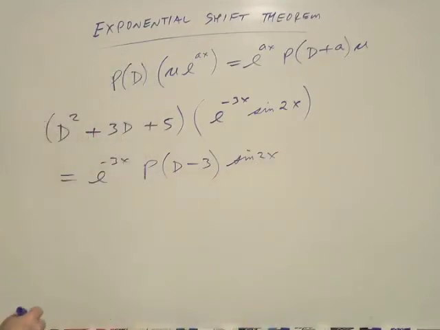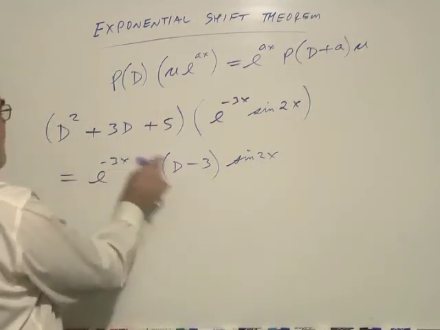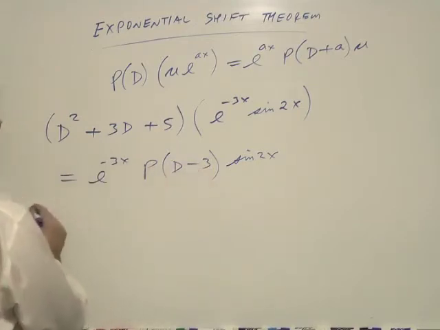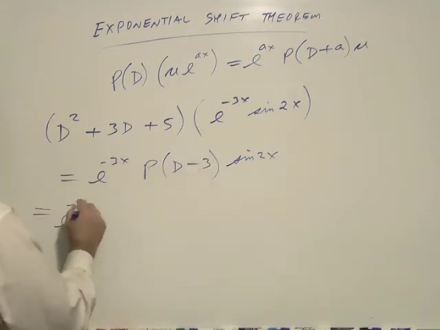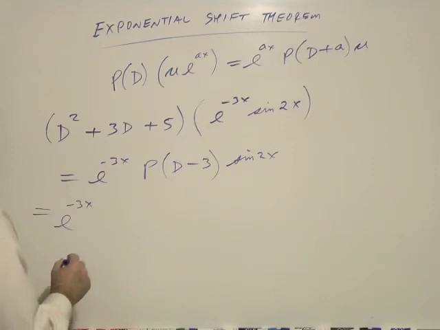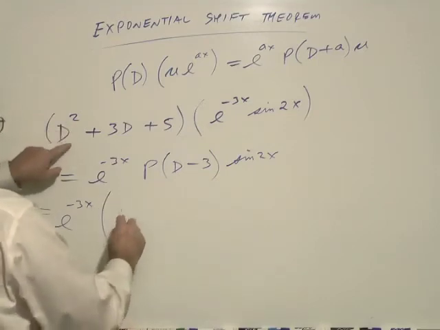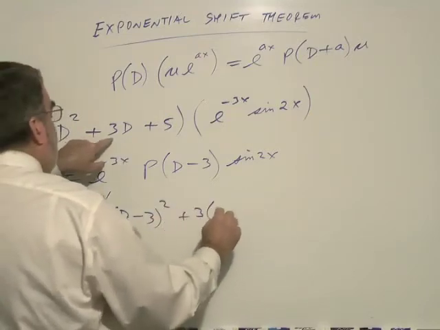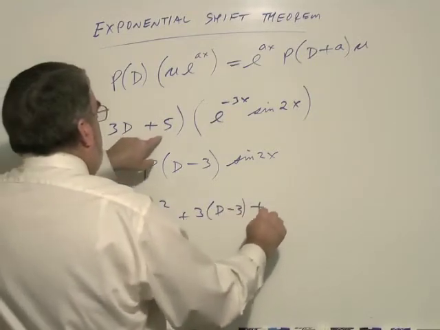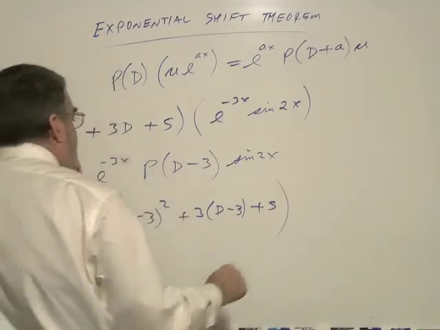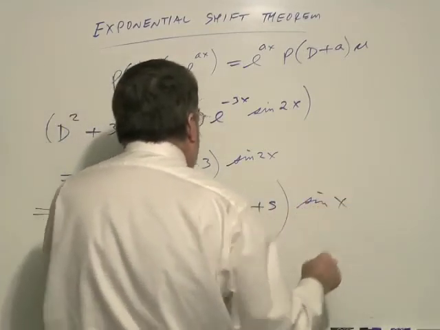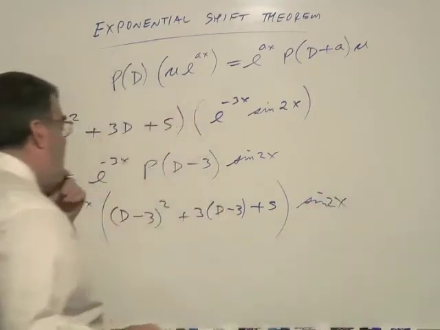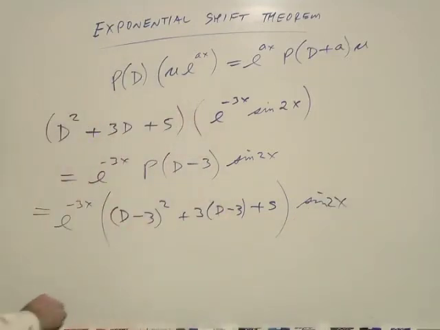Okay, now what do we mean here? Well, I'm going to replace D with D minus 3. So this is e to the negative 3x, and we have a mess here. Let me see. D minus 3 squared plus 3 times D minus 3 plus 5, operating on sine 2x. There we go. And let's work this out.